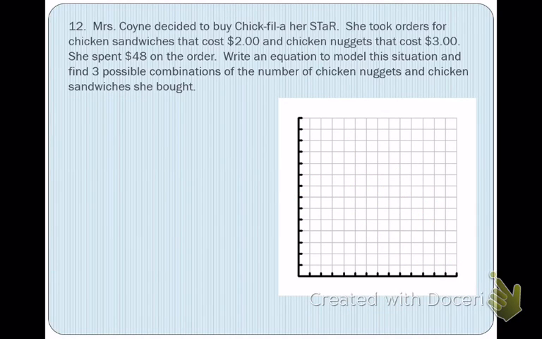All right. So now you try. Mrs. Coyne decided to buy Chick-fil-A for her star class. She took orders for chicken sandwiches that cost $2 and chicken nuggets that cost $3. She spent $48 on the entire order.